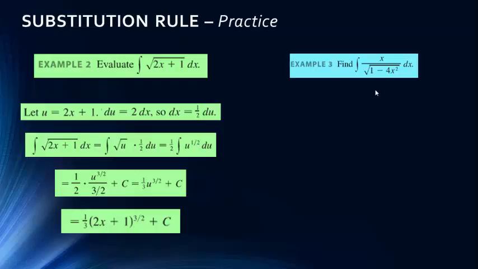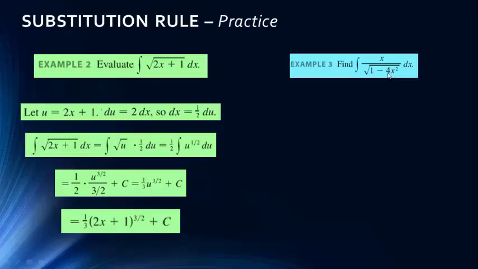This one can throw students off a little bit because it's a rational expression. But again, notice we have 3 functions. We have an x up top. We have a 1 minus 4x squared in the denominator, but it's also inside of a radical. I can see here that the derivative of 4x squared is going to give me a power of x.